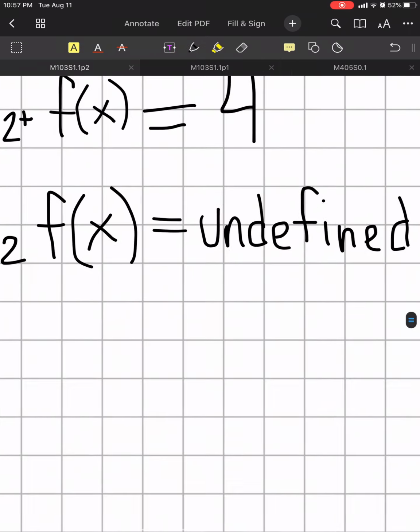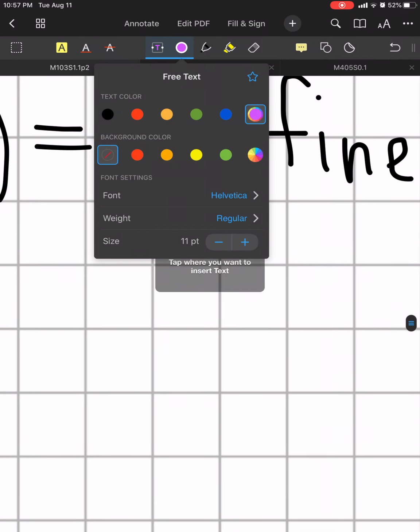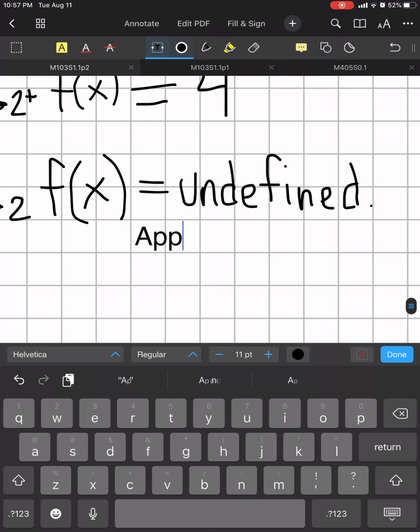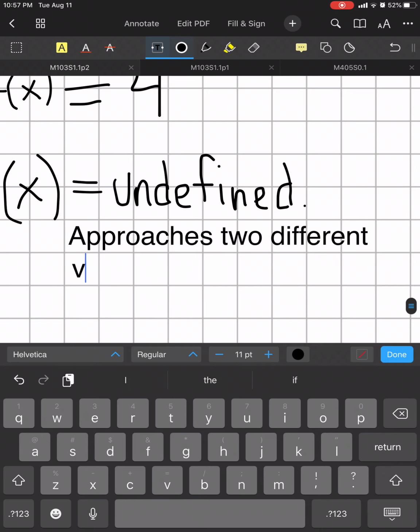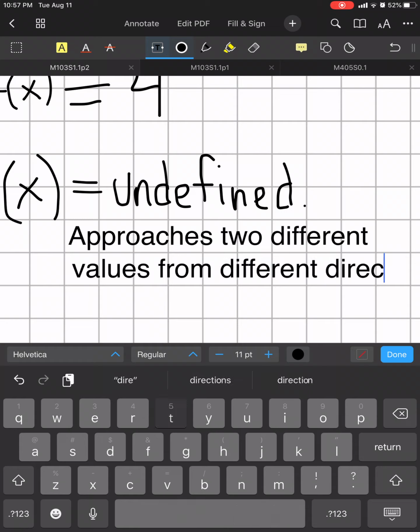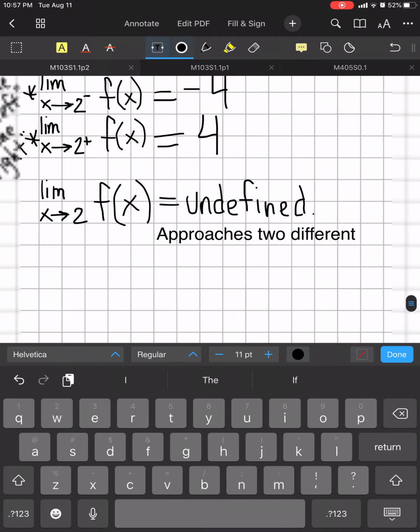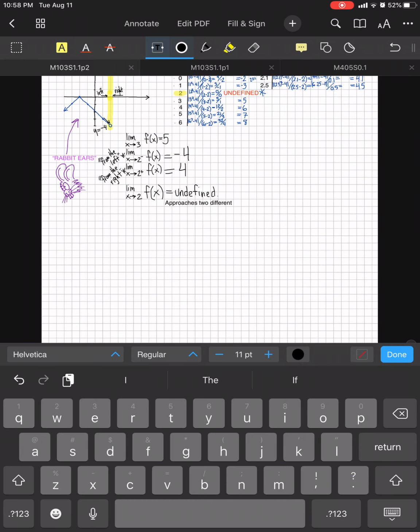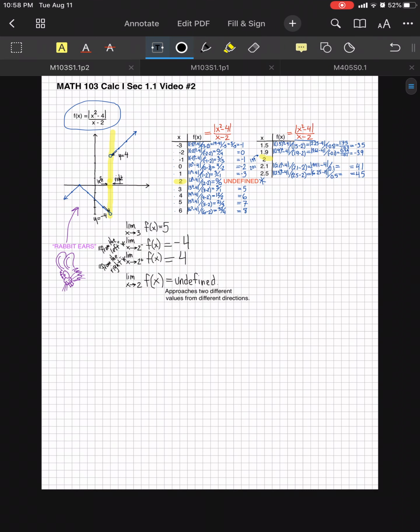So in other words here we say, if we want to do it out here, it approaches two different values from different directions. And that is what we wind up finding here. So when the limit does this, when we get two limiting values, one from the right, one from the left, and they are not the same, we say that that limit is undefined. So that is what we're going to wind up with here.